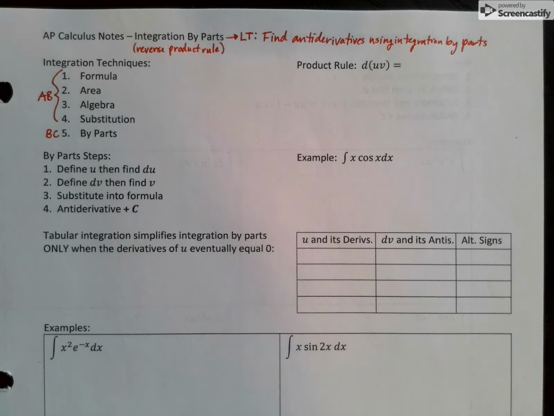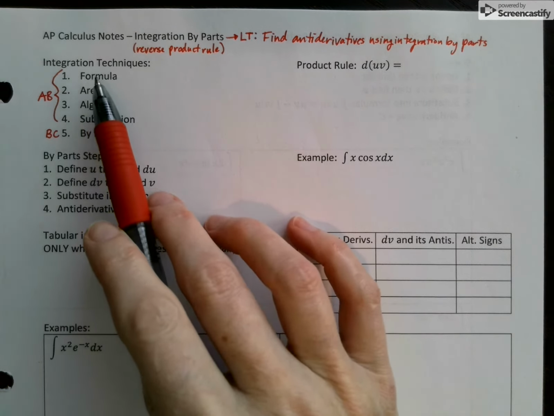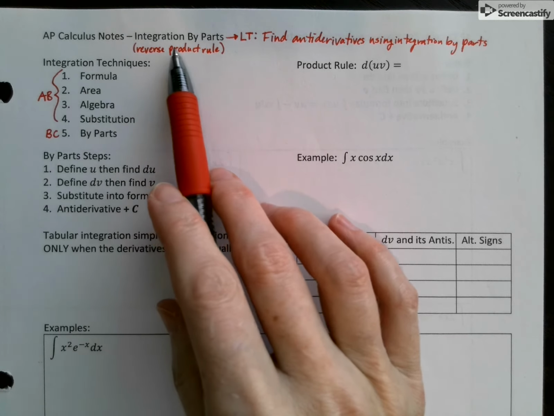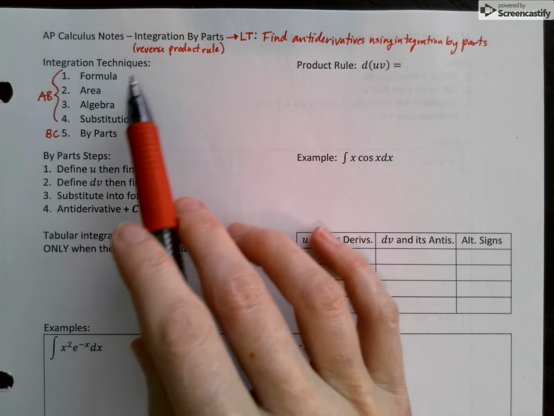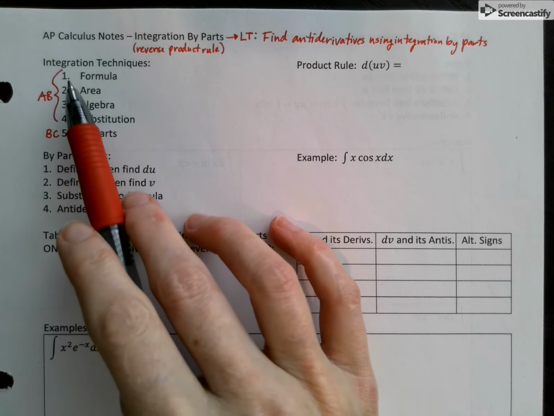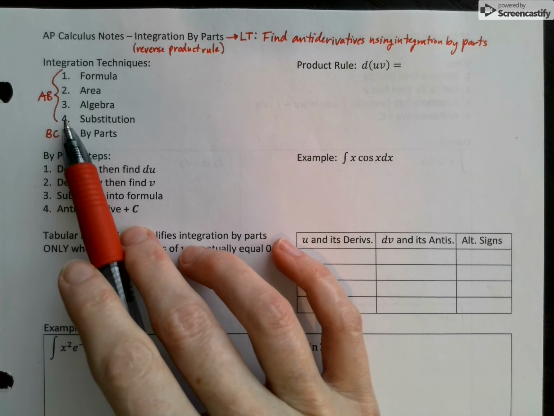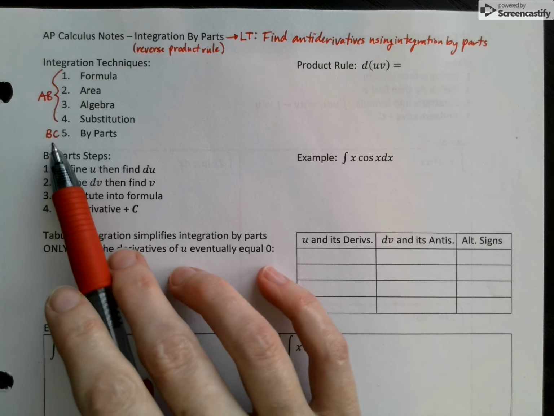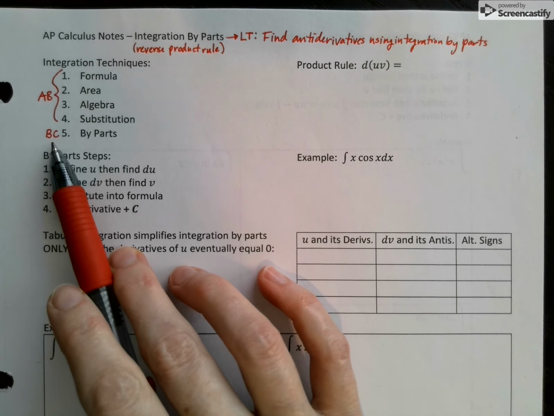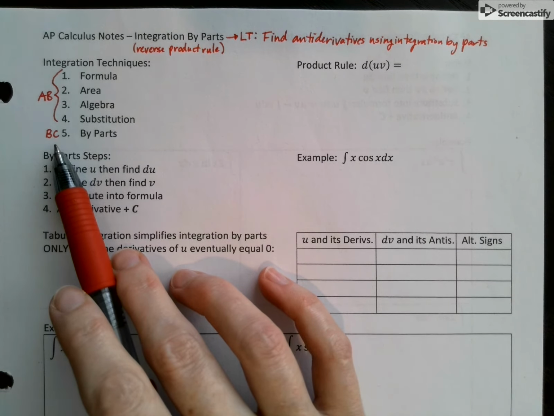In this lesson, we're going to be adding another tool to our integration toolbox. It is called integration by parts. And it's special for us because the first 4 strategies that we have in our toolbox already are learned by AB and BC students, but by parts is only learned by BC students. So it's our first exclusive BC topic.